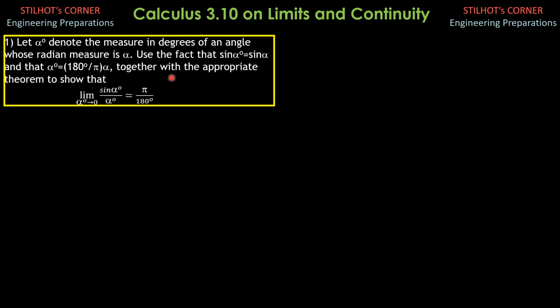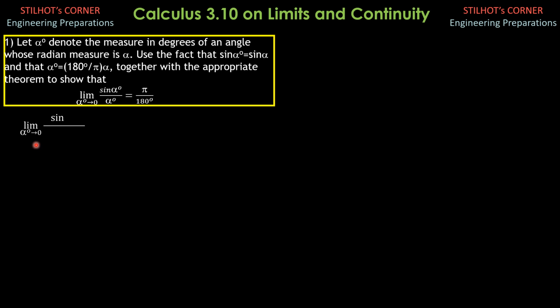Problem 1: let alpha in degrees denote the measure in degrees of an angle whose radian measure is alpha. Use the fact that sine of alpha in degrees is equal to sine of alpha, and that alpha in degrees is equal to 180 degrees over pi times alpha, because if we convert alpha in degrees to radians, we have to multiply alpha degrees by pi over 180 degrees. Therefore, alpha in degrees is 180 degrees over pi times alpha. Together with the appropriate theorem, show that the limit of sine alpha in degrees over alpha in degrees as alpha in degrees approaches 0 is equal to pi over 180 degrees. So as a proof, let's have this solution presented here.